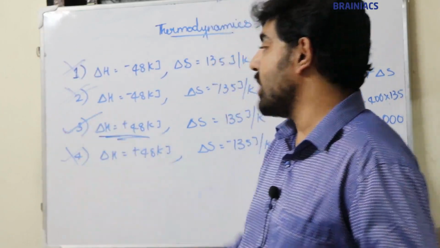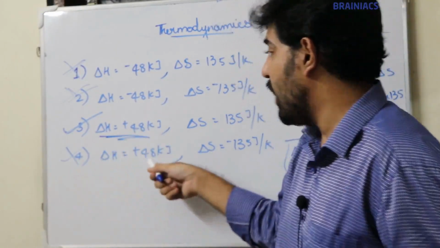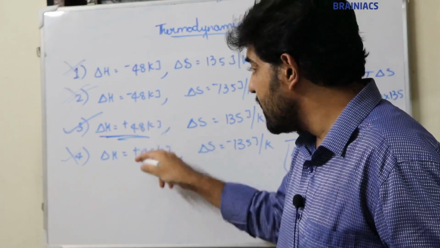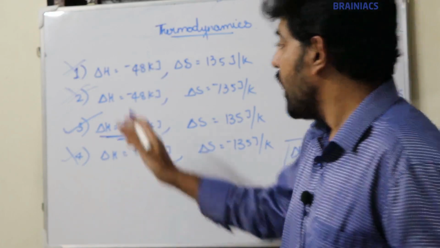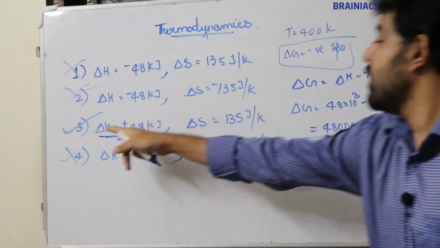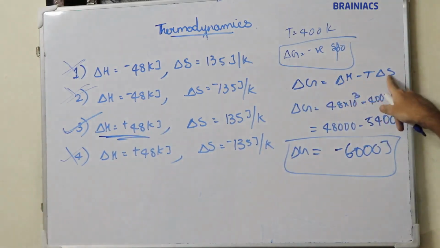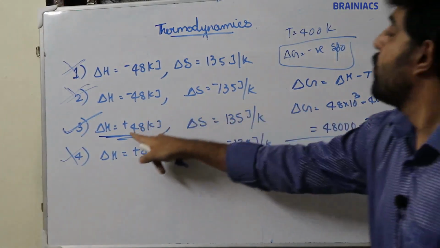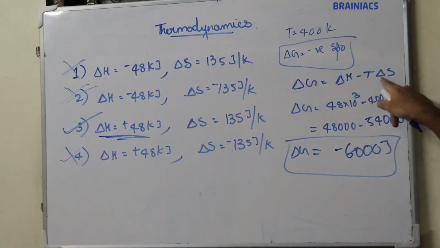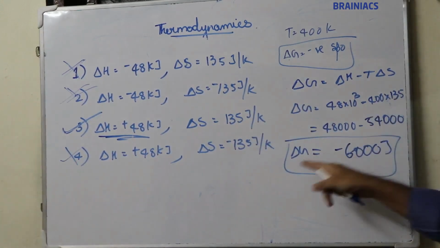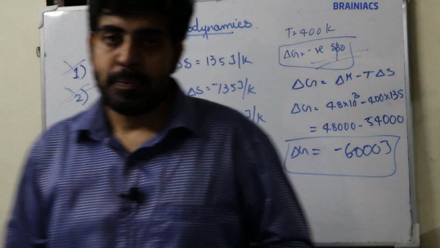Now, the third option. Third option, delta H value is positive, and in the fourth option, delta H value is positive. So in these two cases, delta H values are positive. That means endothermic. Now substitute the third one here. According to the Gibbs equation, delta G is equal to delta H minus T delta S. Delta G is equal to 48 kilojoules, that is 48 into 10 raised to 3 minus 400 into 135. So you will get a negative delta G value, which leads to a spontaneous process. So the answer is option 3. I think it's clear.